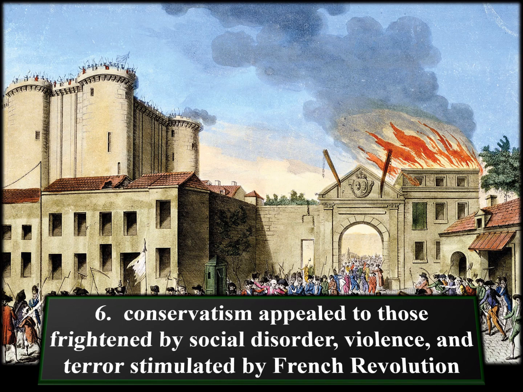Conservatism, classical conservatism as we call it, appealed to those who were frightened by the social disorder, violence, and terror stimulated by the French Revolution. And so after the age of Napoleon, there will be a reaction against that kind of ideology, the more liberal promotion of the French Revolution and the changes that were brought on by the French Revolution. So this conservative reaction goes more towards monarchy and traditional institutions.